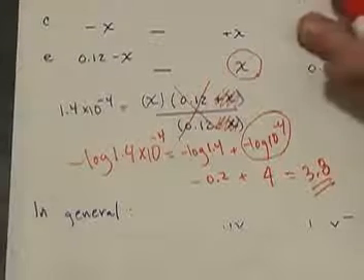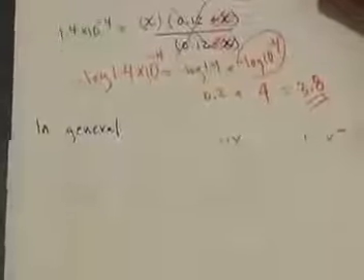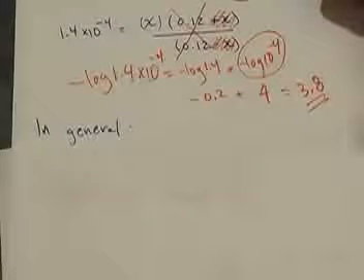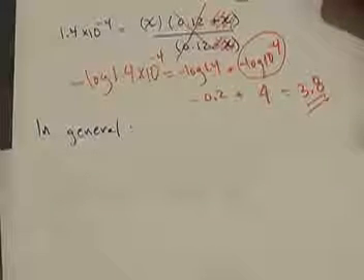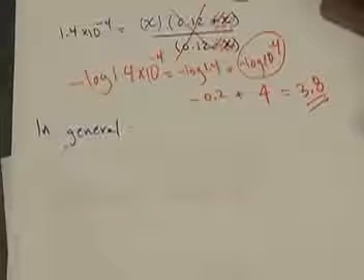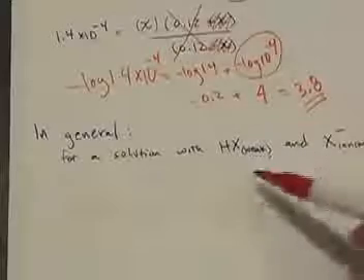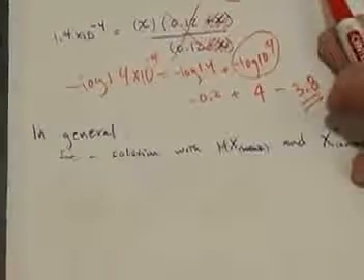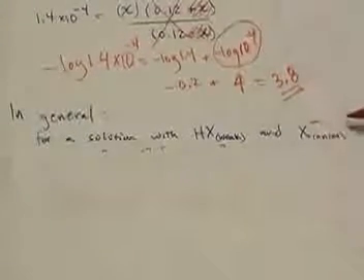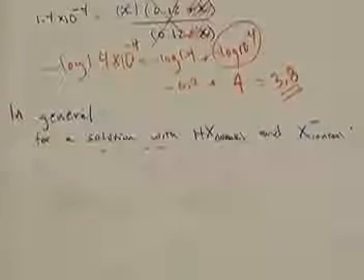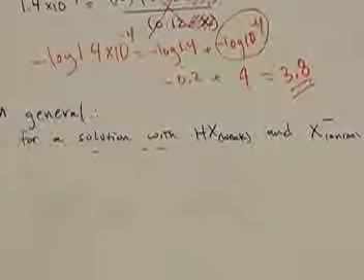Well, in general, we can take a problem like this because it's really valuable to be able to calculate the pH of a buffer solution quite quickly. And we can say for a solution with a weak acid and its anion in it, I'll zoom in on this so you can see it just a little bit better.